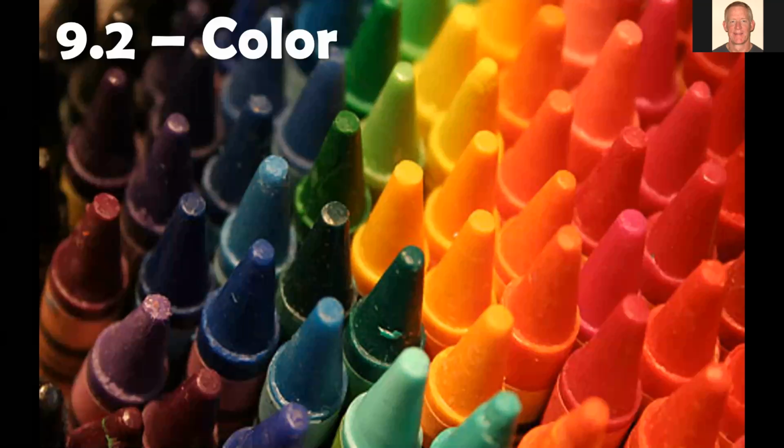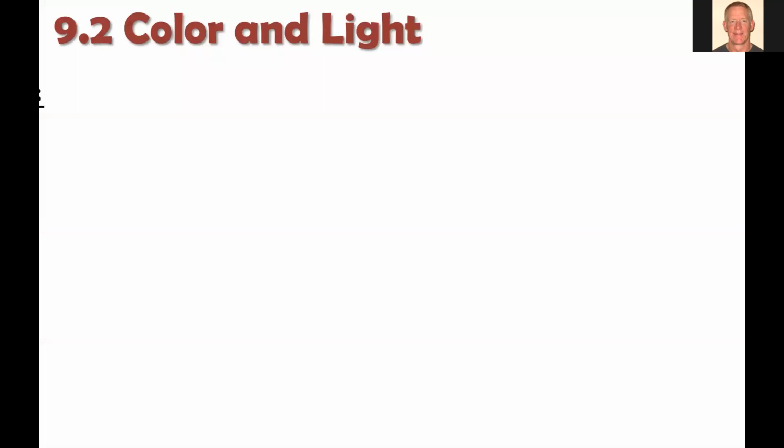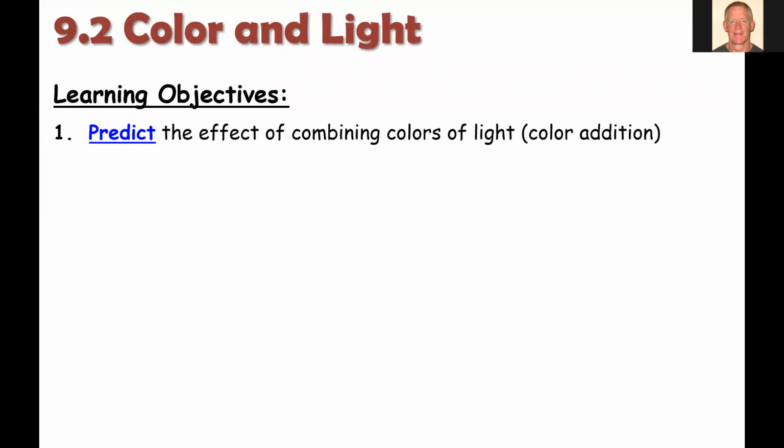So today we're going to dive into our second lesson here on light and look specifically at color. So let's look at our objectives for today. The first is how can we predict the effect of combining different colors of light? We sometimes refer to that as color addition.